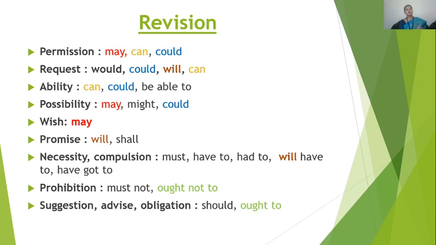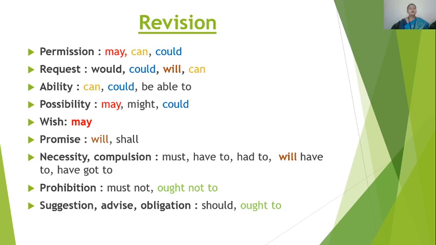Clear? Now let's come to the revision work. I told you how to use the modals for permission. For permission, we use may, can, and could. Where may is a formal way of taking permission, can is an informal way of taking permission, and could is more polite. Means may and could can be kept in one category.